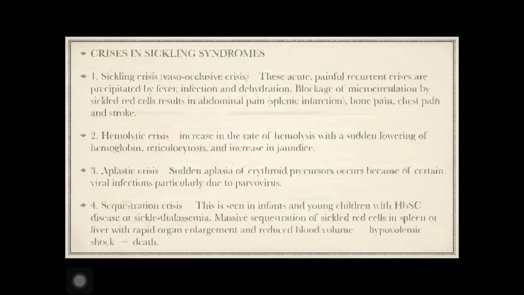Sequestration crisis. This is seen in infants and young children with HbSC disease or sickle thalassemia. There is massive sequestration of sickled red cells in the spleen or liver with rapid organ enlargement and reduced blood volume, which will lead to hypovolemic shock and death.